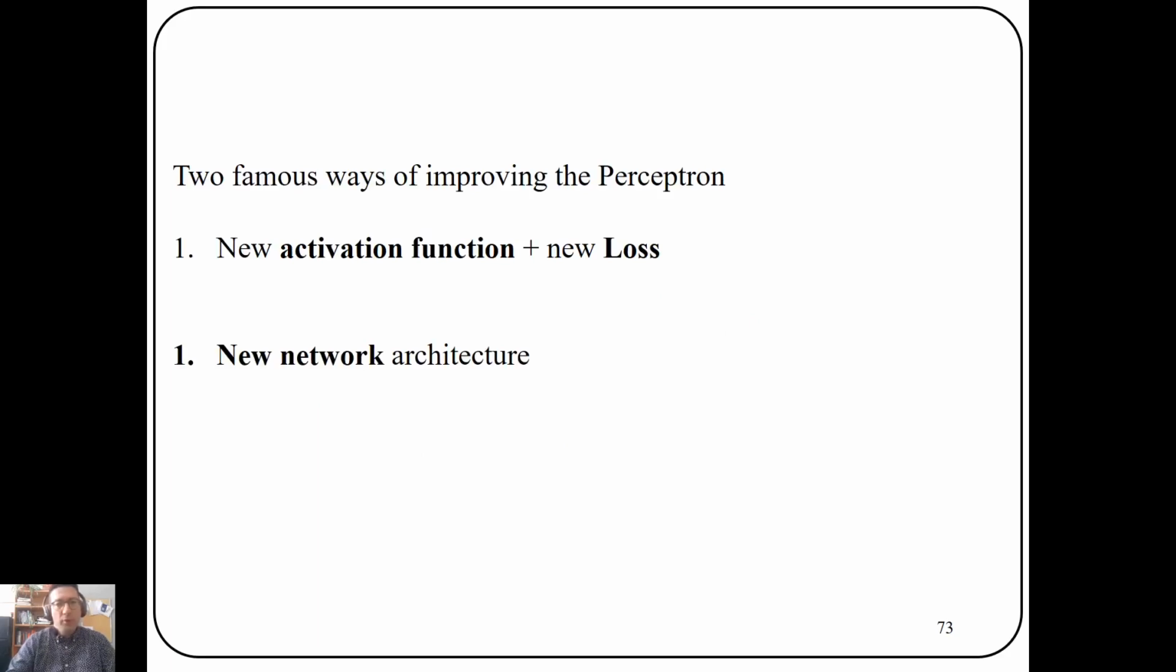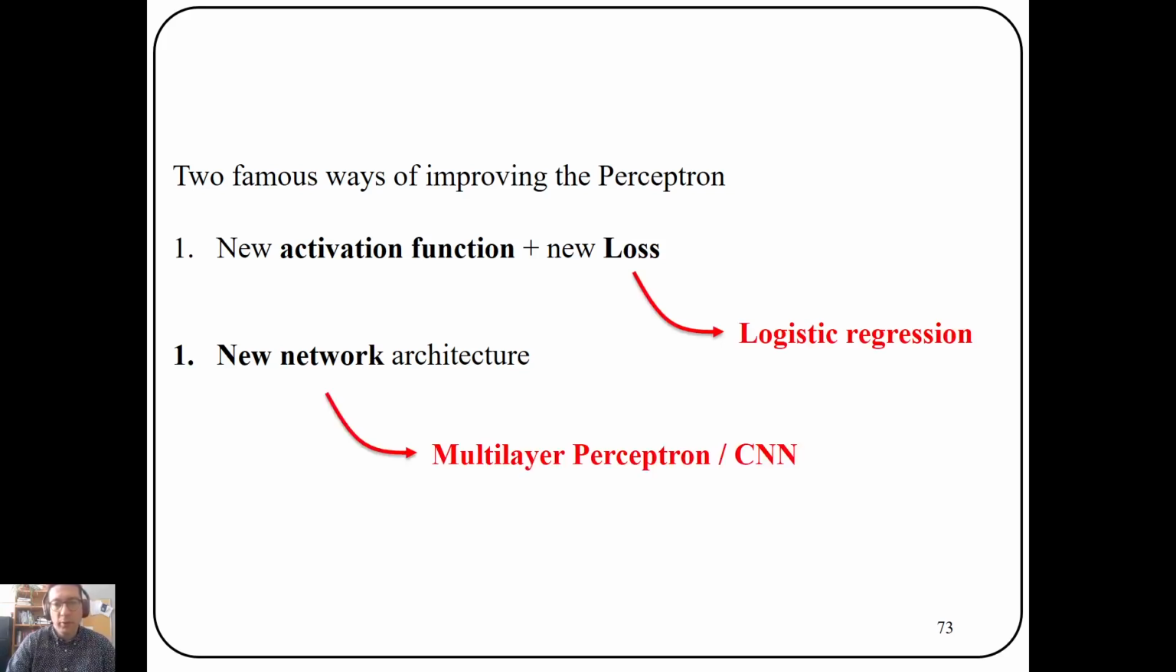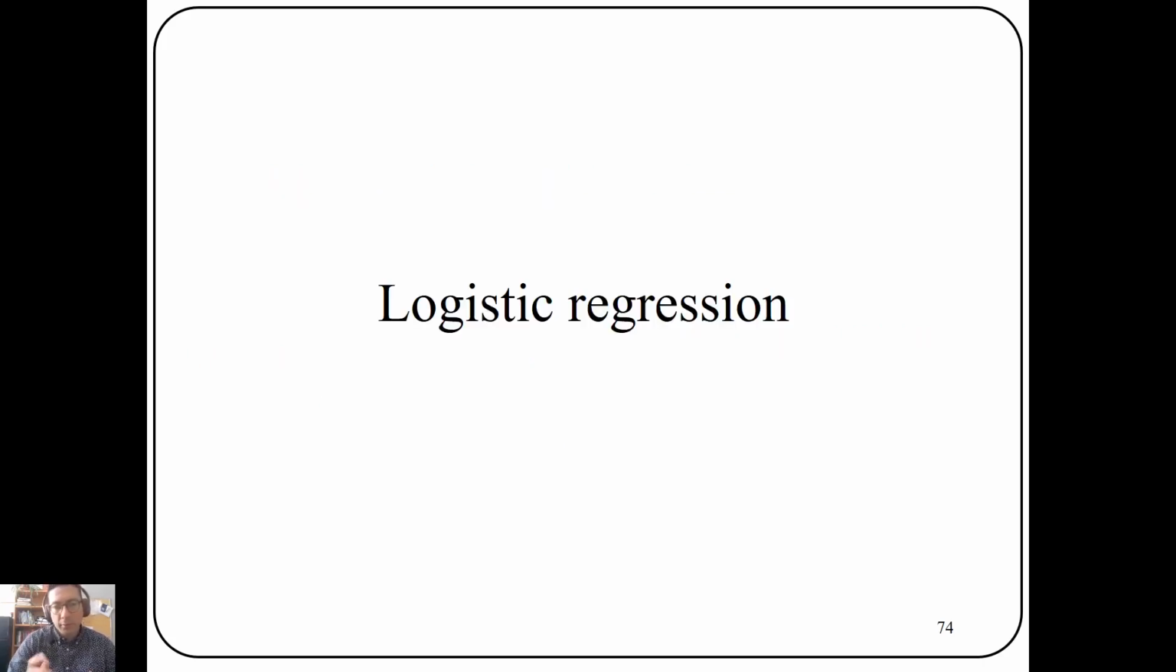So two famous ways of improving the perceptron are either to consider a different activation function with a new loss, or to just redefine the architecture of the network. In the first case, we end up having a so-called logistic regression. In the other case, it's a multi-layer perceptron that we will eventually get, and a convolutional neural network. Now, let's first start with the logistic regression.